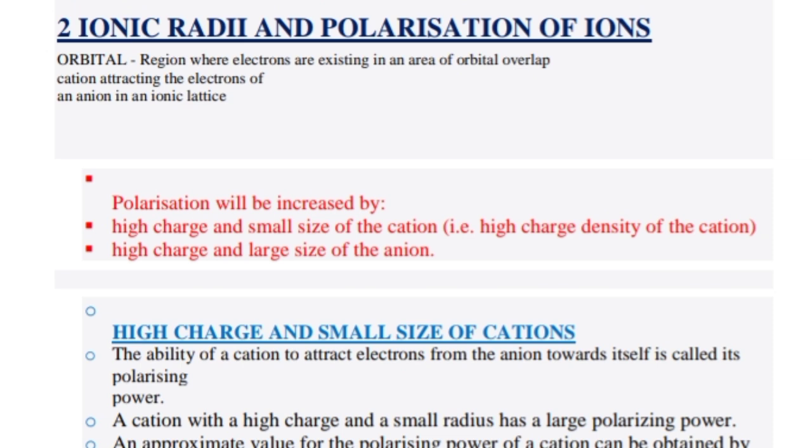Polarization will be increased by high charge and small size of a cation. When there is a high charge and the size of the ion is really small, this is the high charge density of a cation. The smaller the size is, the greater the charge it will be carrying. Why? Because in this condition, the metal, or simply the cation, is the one that has donated enough electrons. When it has donated enough electrons, it will be reactive enough to get polarized.